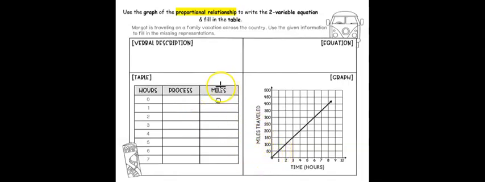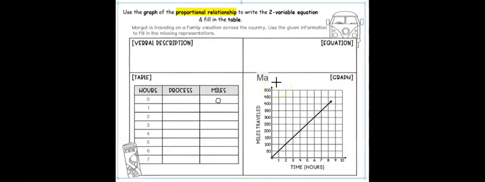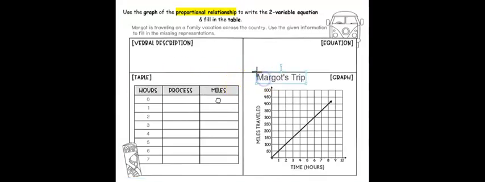Remember, we have to pay attention to our labels. So this is Margot's. I'm going to put that at the top. You can title it. This is her family trip. Margot's trip. We'll just keep it kind of short. Margot's trip. So that is going to be the title of the graph. And it's telling us how many hours she drove and how many miles she got.